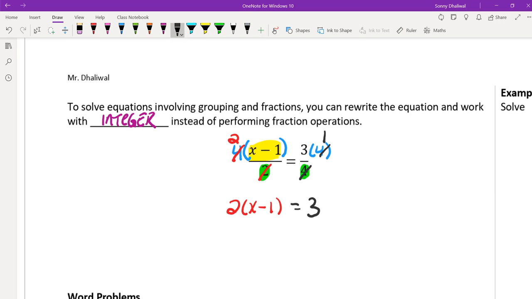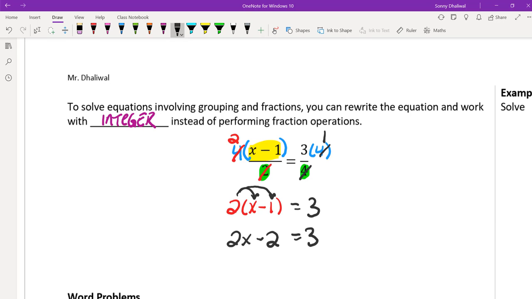Okay. Next up is, what do we do? 2x. Is that it? And then 2 times x and 2 times negative 1. Yeah, we need to multiply this through the bracket. 2 times x is 2x, then 2 times negative 1 is negative 2. And we're left with the 3 over there.